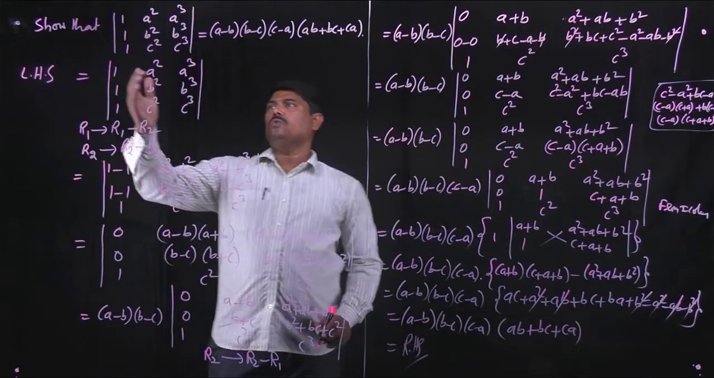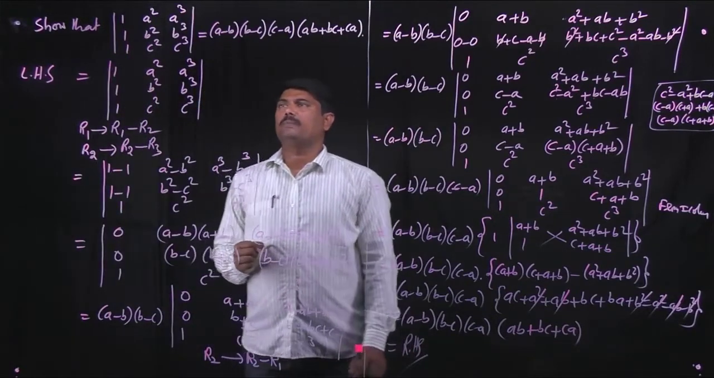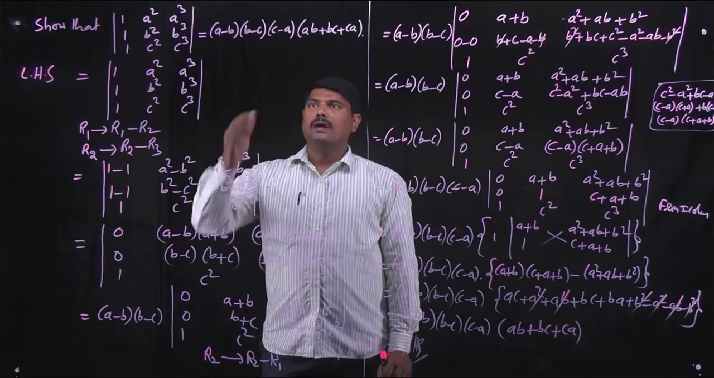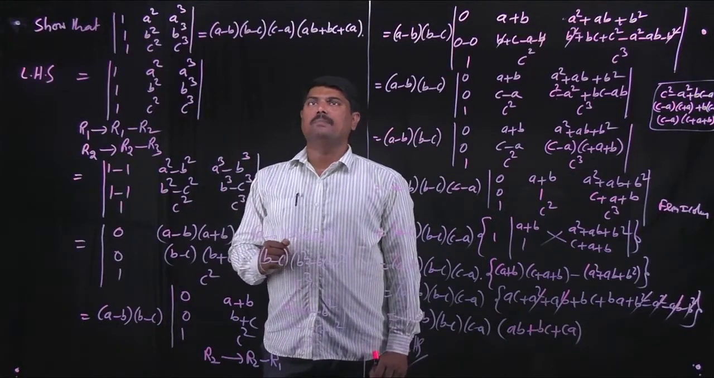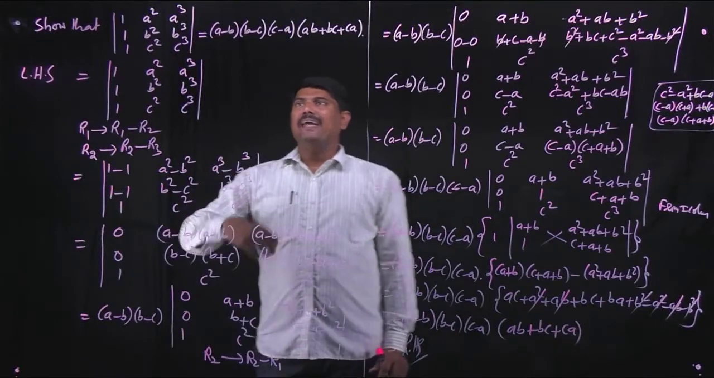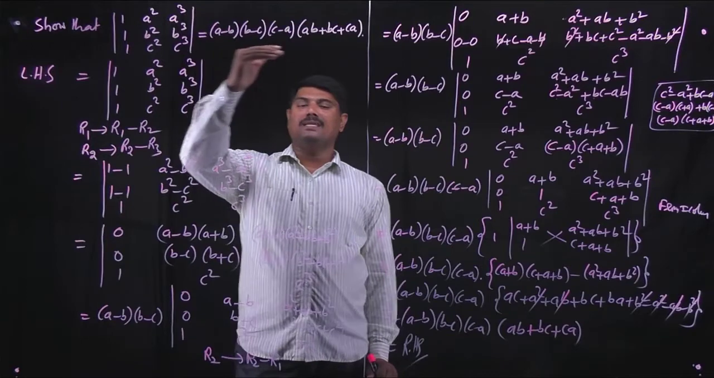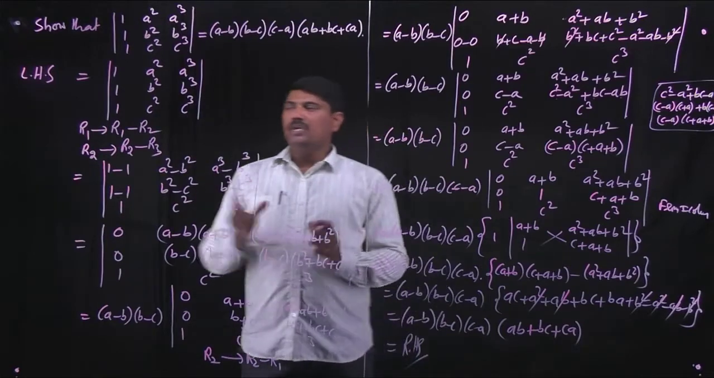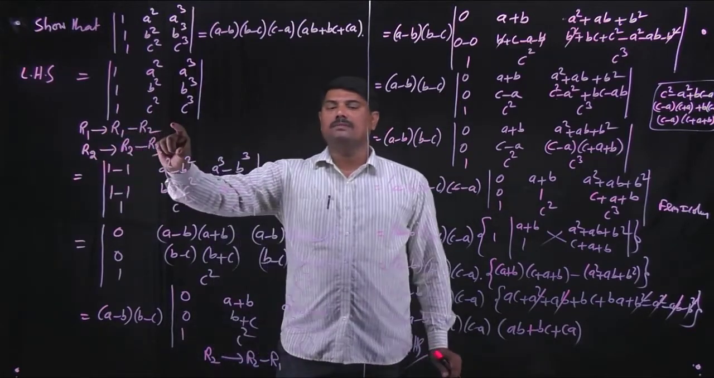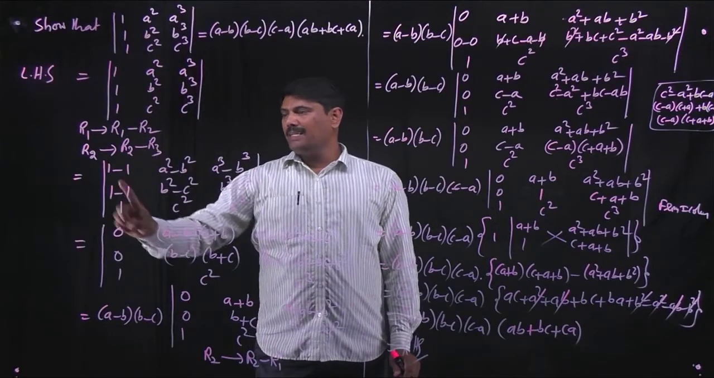So this is how we can prove that the determinant of 1, A square, A cube; 1, B square, B cube; 1, C square, C cube equals A minus B, B minus C, C minus A into AB plus BC plus CA. Keeping this idea, we are going to get the factors A minus B, B minus C, C minus A. Initially you have to get two factors. Remember not to get the three factors at a time. Get A minus B, B minus C in the first stage.